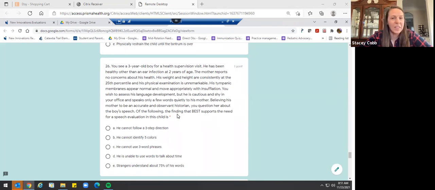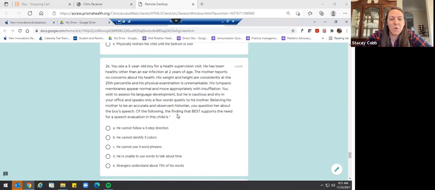So really, all of this stem is this really long drawn out thing. If you looked at the question at the very end of the prompt, right? Find the best support, what finding best supports the need for a speech evaluation in this child. And then you can look up at the top and say, he's 3. Okay, so what do I really need to evaluate speech for in a 3-year-old? And then they give you a whole bunch, for the most part, of 3-year-old language milestones. So you got to find the one that would be the red flag.